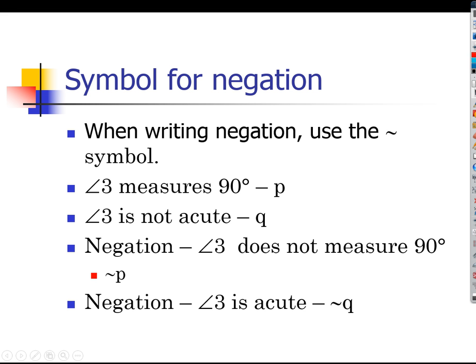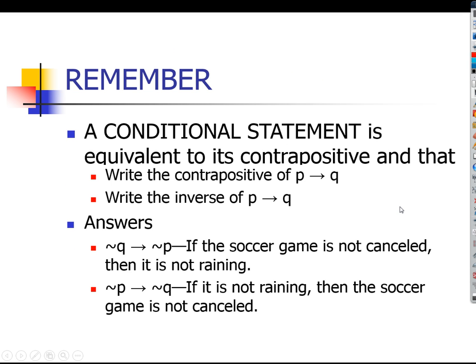Kind of like in the very same way that a negative cancels a negative, right? Make sense? So an easier way to think about that is the negation of a not is just the absence of that not. Okay, everybody see that? So angle 3 is acute would be our negation of Q. What's another way of saying that? Not Q.